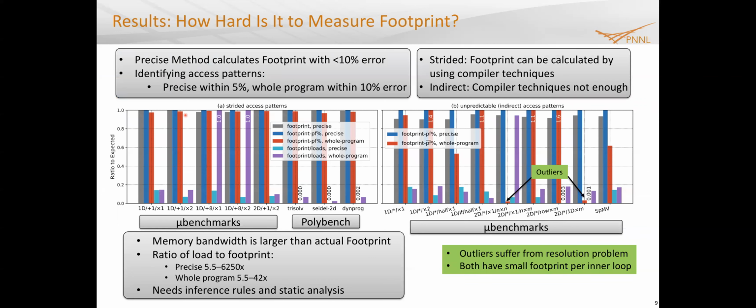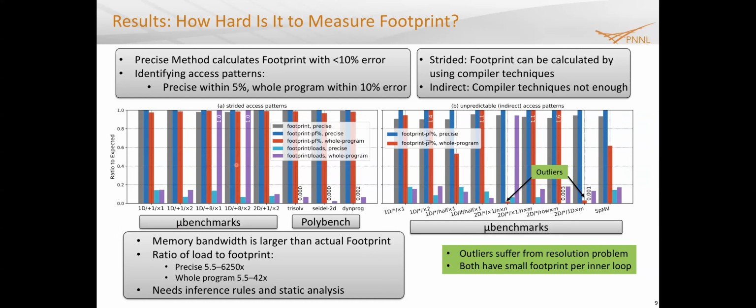Let's look at the results. In here, we divided our results into also the same 2 categories, strided and indirect. In the x-axis, you see the benchmarks. In the y-axis, you see the ratio to the expected. Let's first look at the gray bar in here. It is the ratio of the footprint of our precise method to the expected footprint. You can see that for the strided ones, we can calculate within 5%, and for the indirect ones, we can calculate the footprint within 5 to 10% error.